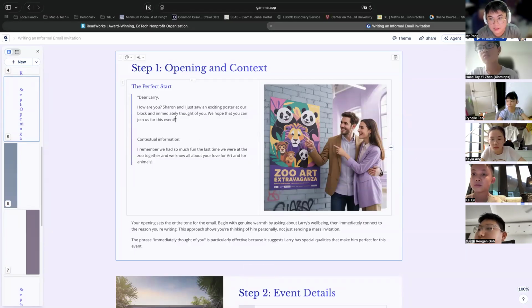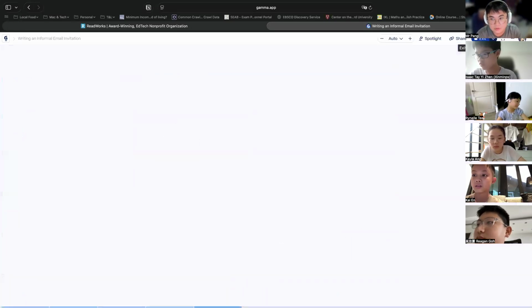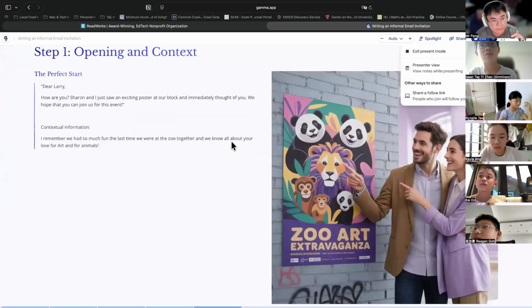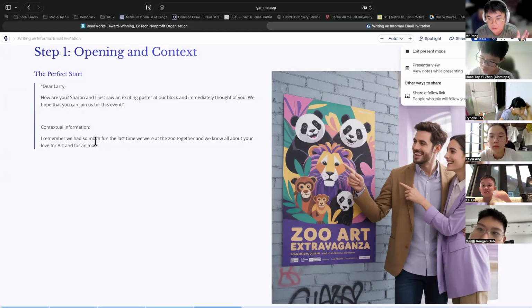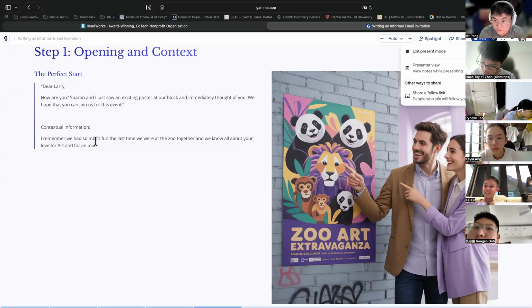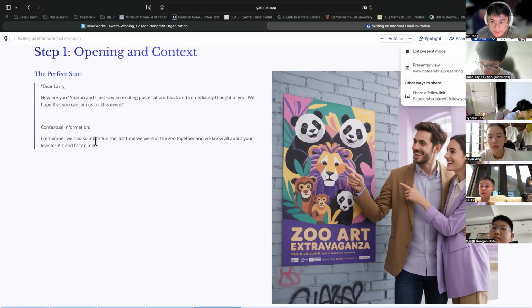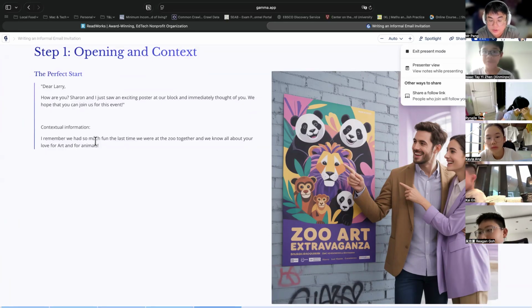Okay, and again, why is it that you hope that your cousin can join you for this event? That's where the other contextual information comes in. Remember, in the dialogue, the two siblings were talking about how they had so much fun, and how they remembered that their cousin Larry loved drawing animals and loved visiting the zoo, right? So that's where we give you the reason for the purpose.